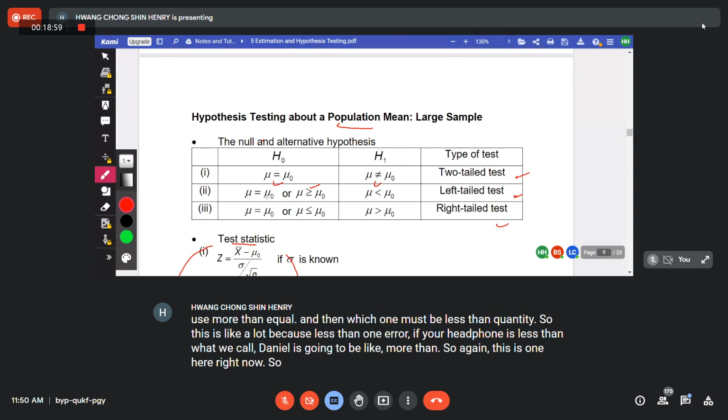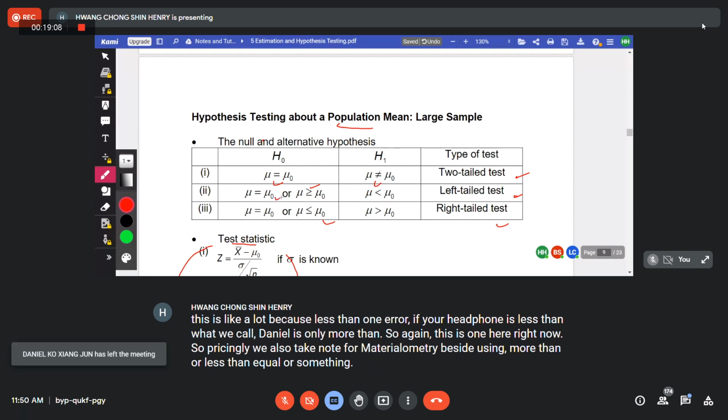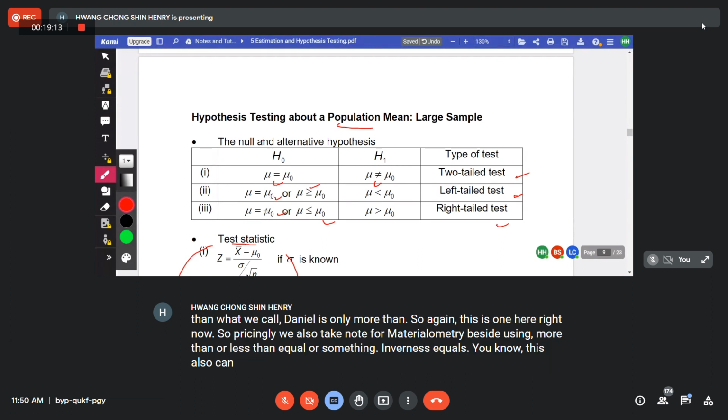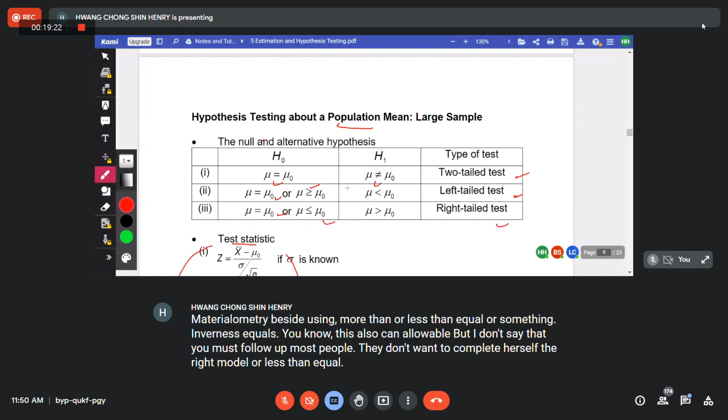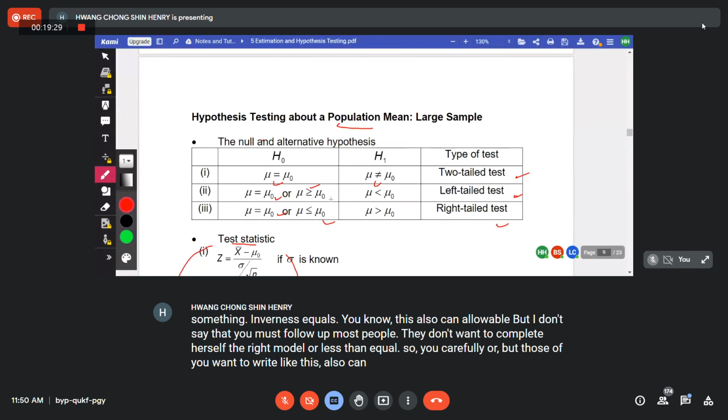Now, we also take note for number 2 and number 3. Besides using more than or less than or equal, some textbooks write just equal to, like this, which is also allowable. But I don't say that you must follow it. Most people don't want to confuse themselves, so they write more than or equal, less than or equal. So you can write your H1 carefully. But those of you who want to write like this also can. However, make sure you are careful with the H1 sign.